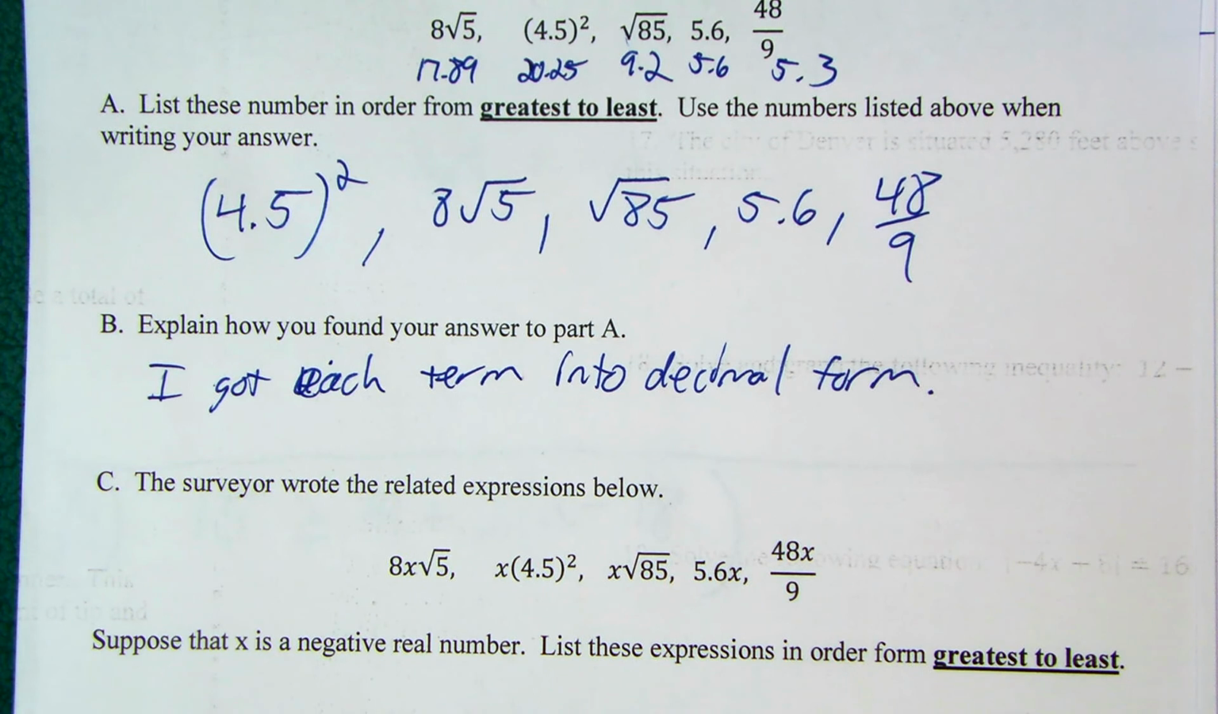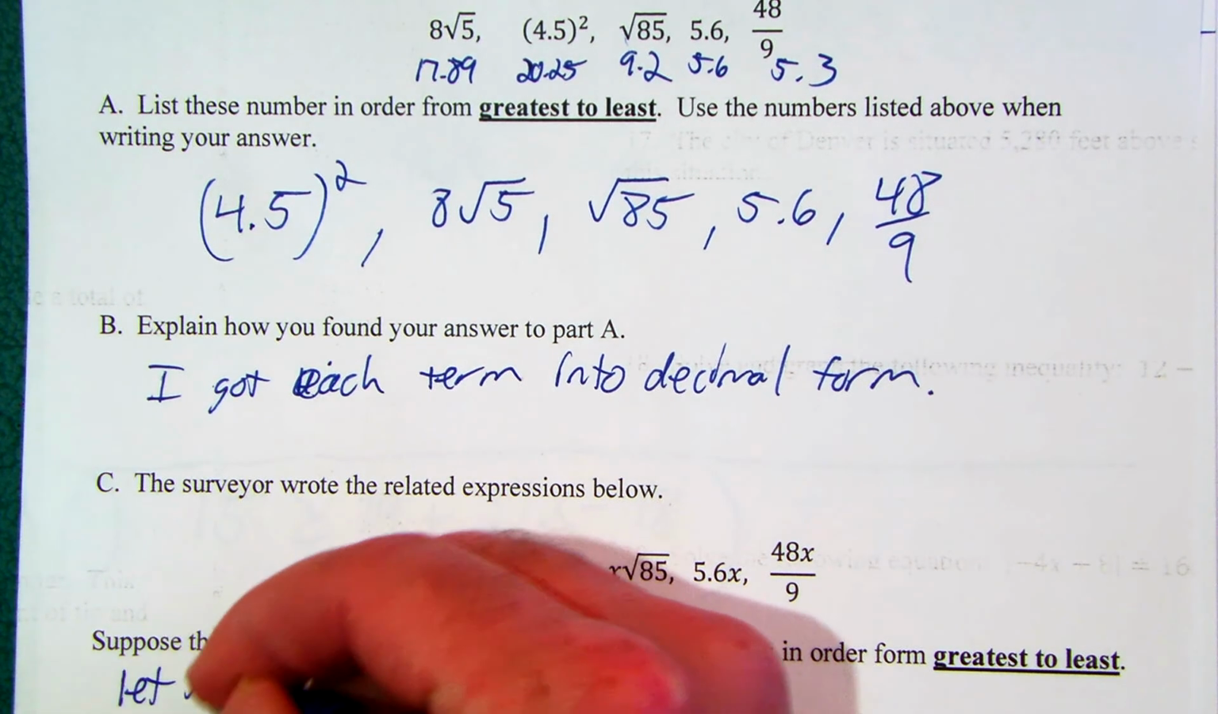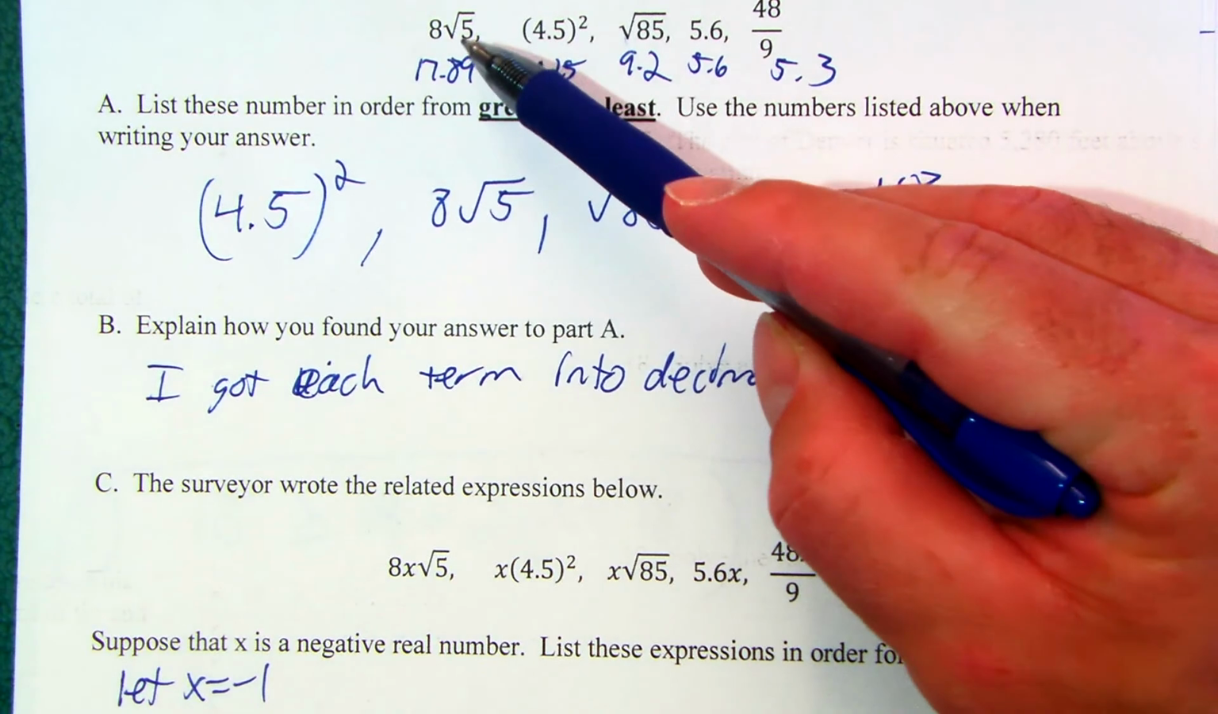All right, so we get down here. Suppose that x is a negative real number. List these expressions in order from greatest to least. So make this easy on yourself. Just let x equal negative 1. So if x were negative 1, all my expressions are the same as before. You just have the x there.